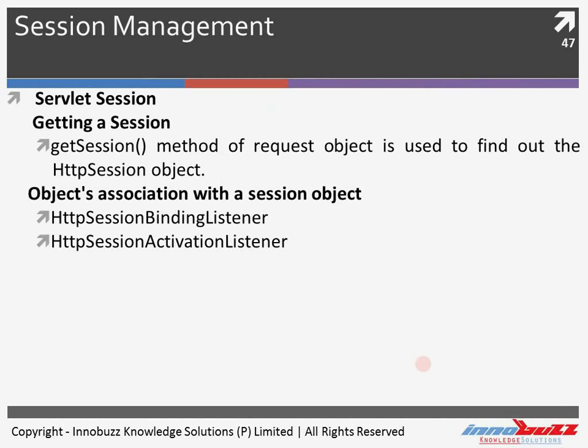Whenever we want to notify the object of its association with a session event, we have the HttpSessionBindingListener interface as well as HttpSessionActivationListener, which can be used whenever the session is passivated or activated through activation, or when a session is added or removed through the binding listener. So these listeners will indicate whenever the session is created, added or removed, or activated or passivated.